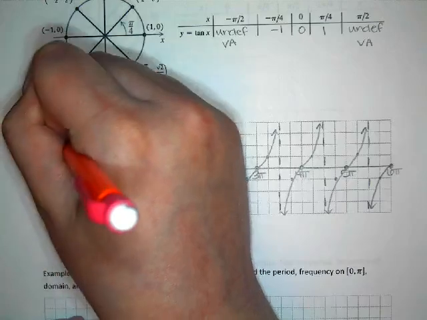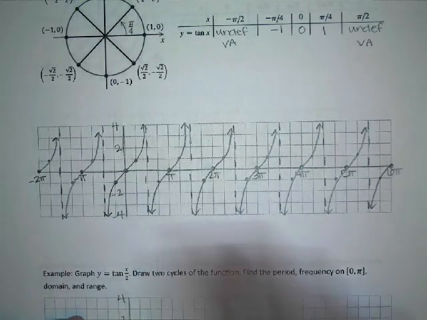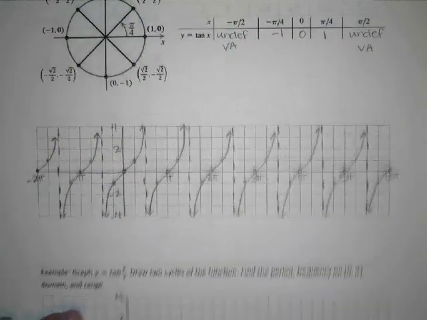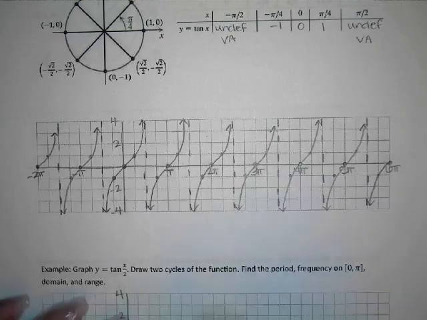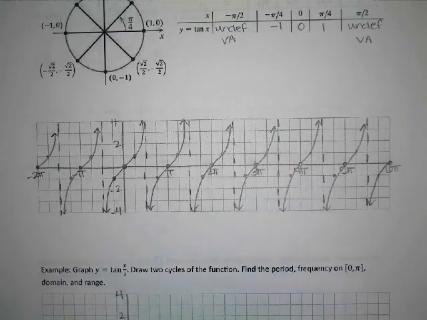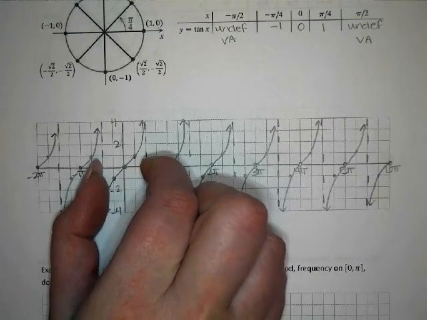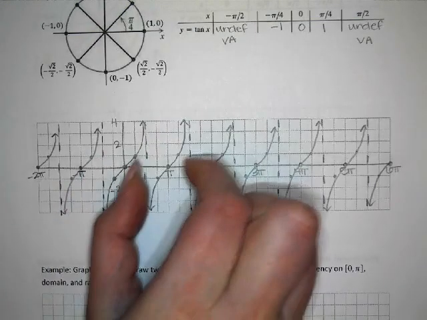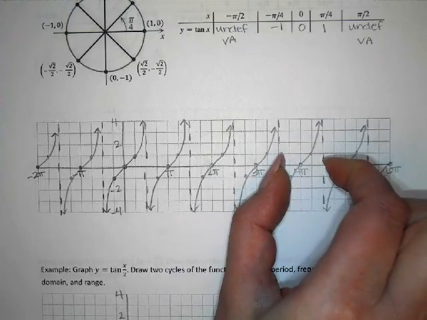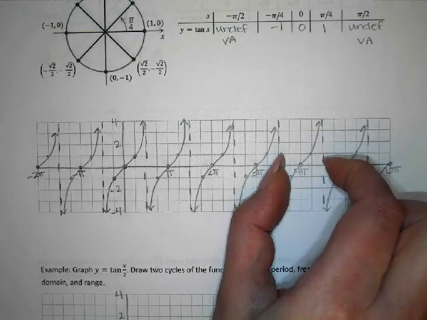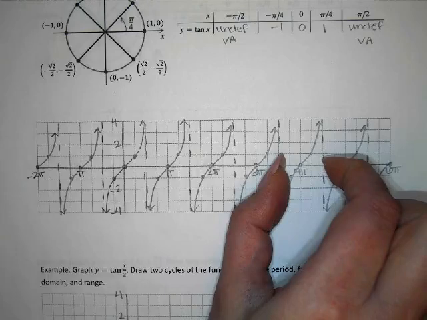So there's a couple of things that we should notice. One thing we should notice is that the period of the graph, or how wide the graph is to get one full piece of the curve, is 4 boxes. And 4 boxes is a length of pi. So the period of this function is not 2 pi like it is for sine and cosine. The period of this function is just pi.